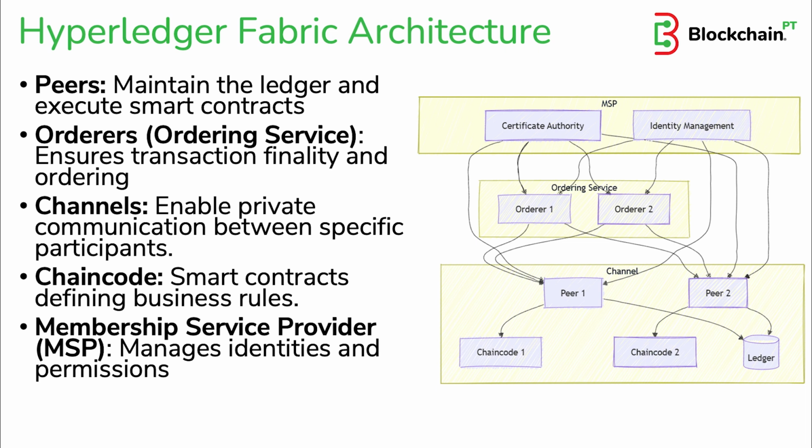Hyperledger Fabric Architecture. Let's take a closer look at Hyperledger Fabric Architecture. The main components are peers, orderers, channels, chaincode, and membership service providers. Peers are the basic elements that maintain the ledger and execute smart contracts, while orderers, as the name implies, ensure transaction ordering and finality. Channels are used for private communication between participants. Smart contracts are expressed through chaincode to define the business rules. Finally, the membership service provider manages identities and permissions.